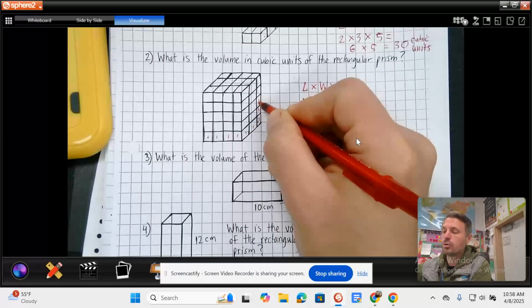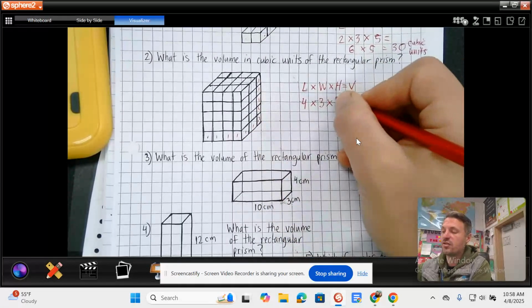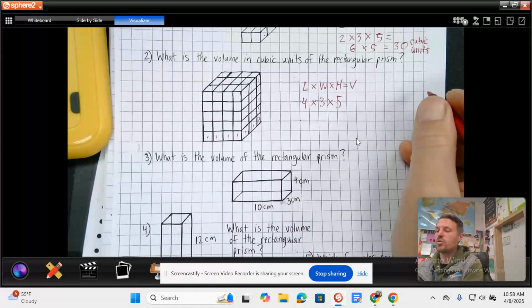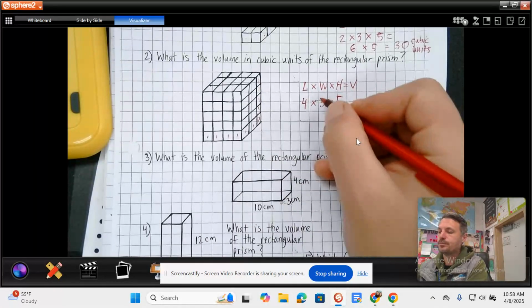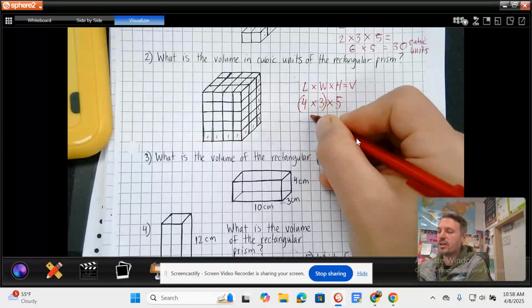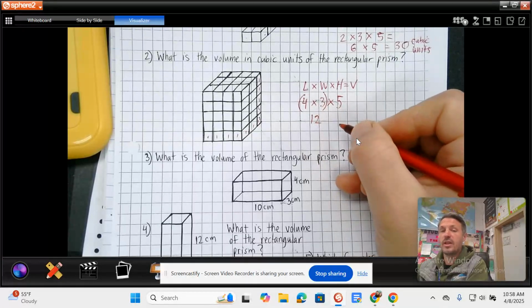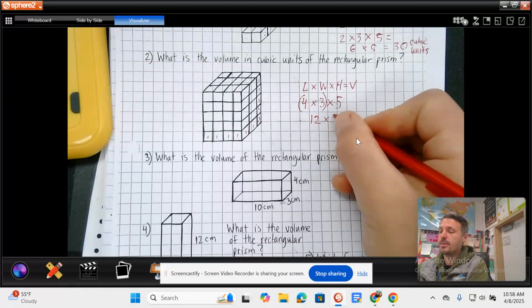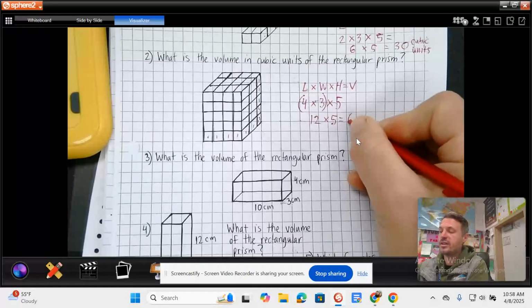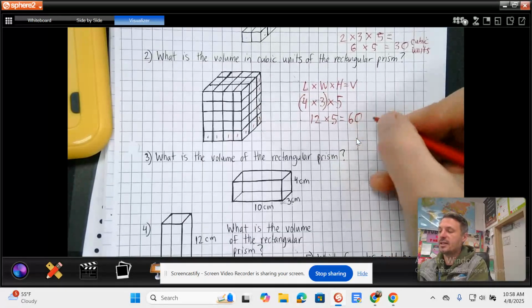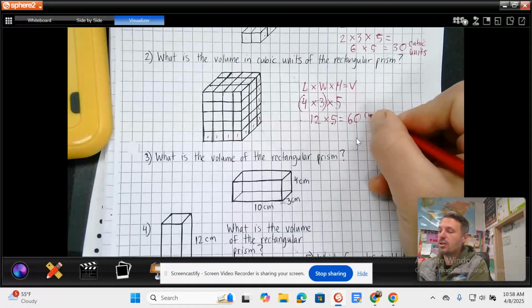1, 2, 3, 4, 5. So it's 5 stories high. So it's 4 times 3 times 5. And 4 times 3 is 12. So that's the base. Now base times height. 12 times 5 is 60. And it's 60 cubic units.